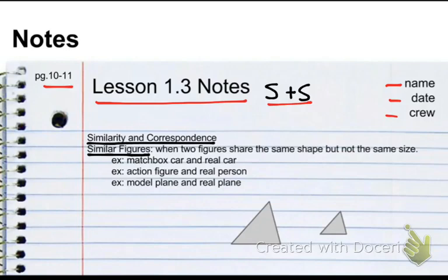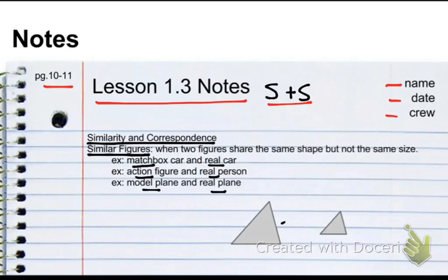Figures are considered similar when they share the same shape but are not the same size. So they're either larger versions or smaller versions of each other. For instance, if I have a Matchbox car and a real car, if I have an action figure and a real person, if I have a model plane and a real plane, if I have a person and a statue of that person many times larger, this would all be examples of similar figures.